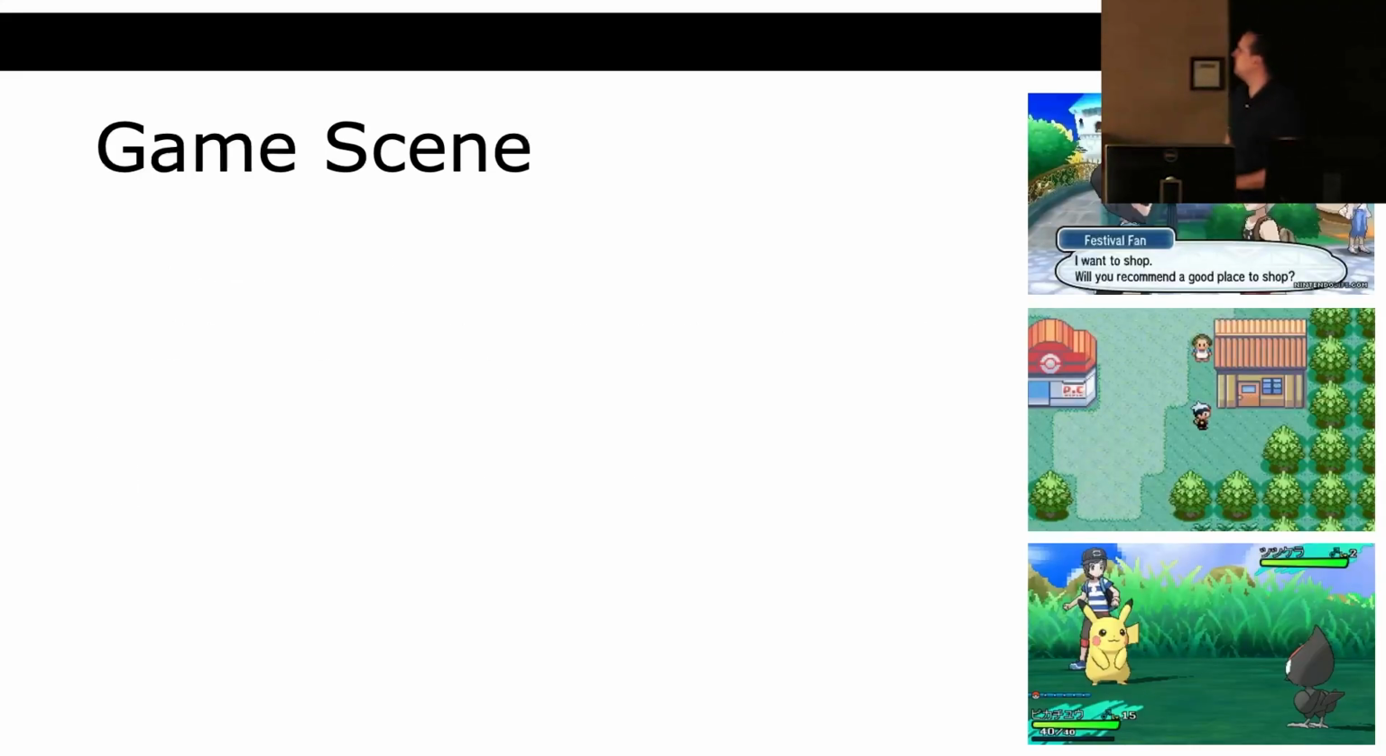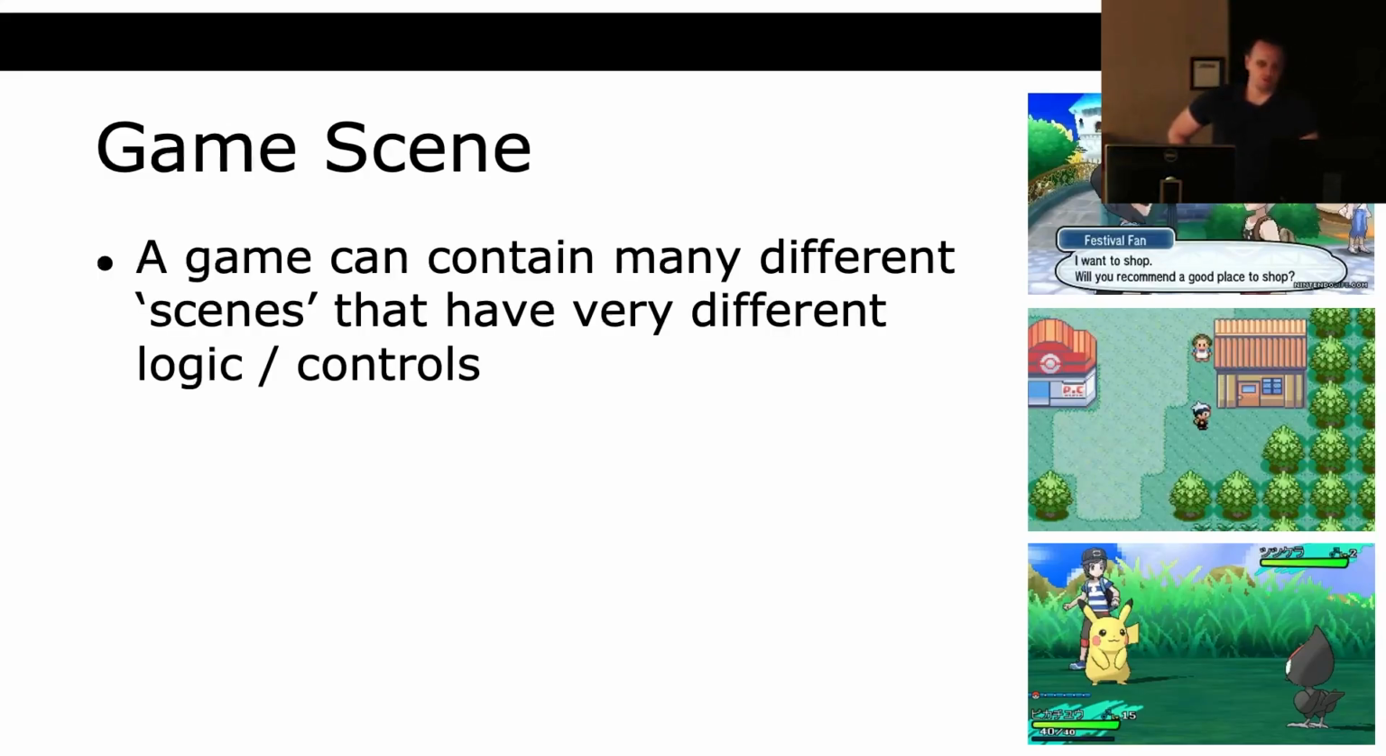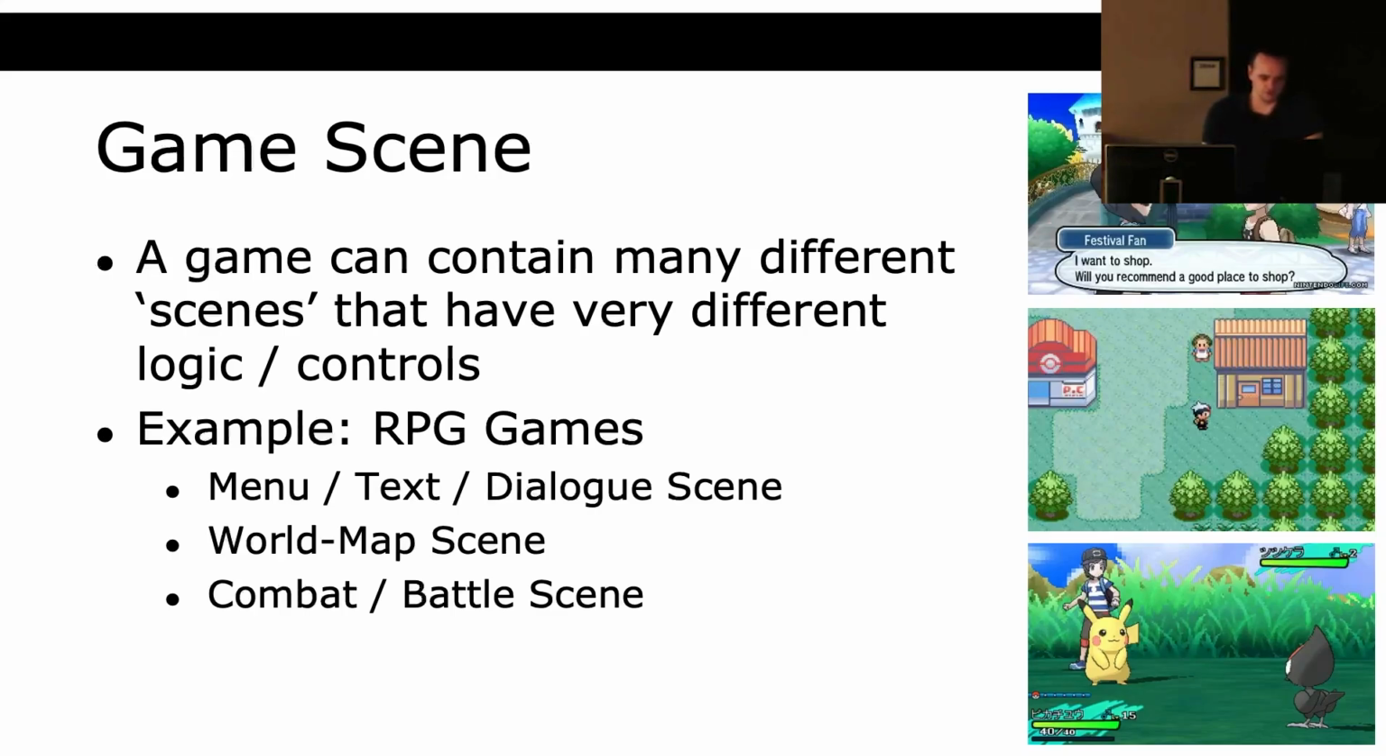And so this idea of a game scene: games can contain many different scenes that have very different logic and controls. This example over here comes from, bonus point if anyone can tell me which Pokemon game this is. I don't actually know. Okay, so we got one Pokemon nerd out there. That's good. I haven't played anything since like Silver, so it's been a while for me.